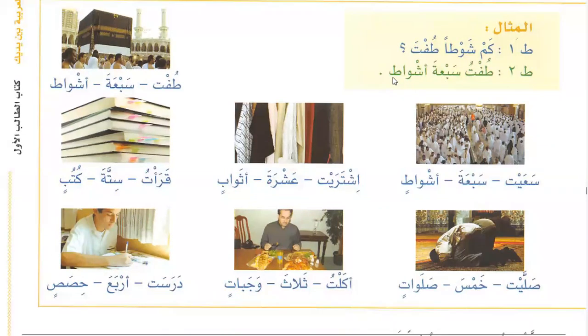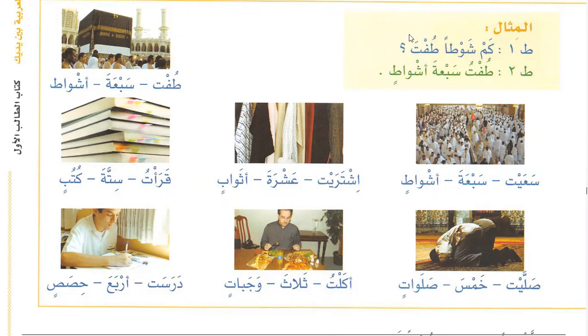From 3 to 10, anything which is counted is plural majroor. So that's why with 7 and with all other numbers from 3 to 10, we use the plural form of the word and in majroor form. With the word kam, we always use a singular word. So that's why we are using singular here. Shawt is singular and ashwat is plural. So with kam, we always use a singular mansoob word.